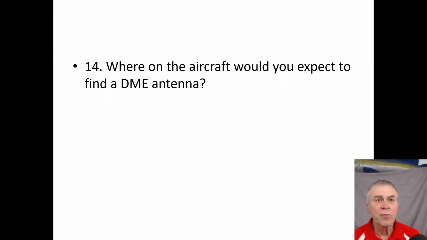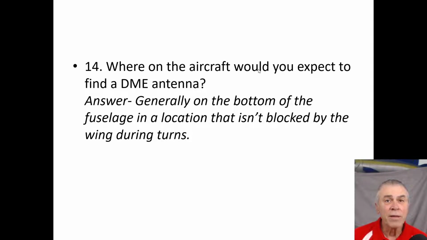Where on the aircraft would you expect to find a DME antenna? On the bottom of the fuselage, in a position so that it's not blanked by the wings when the aircraft goes into a bank. I think I could probably think of a better way of saying that, but let's see what this one says. Generally on the bottom of the fuselage in a location that isn't blocked by the wing during turns. Oh yeah, much cleaner way of saying that.